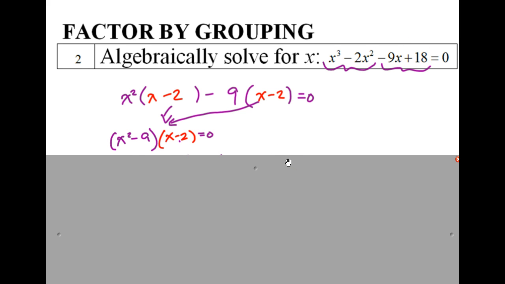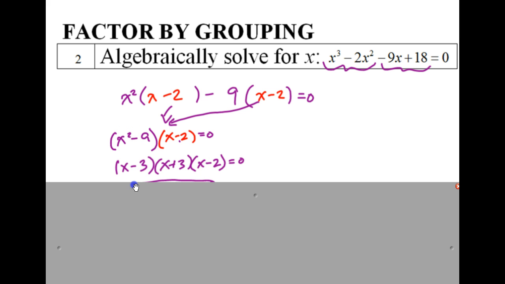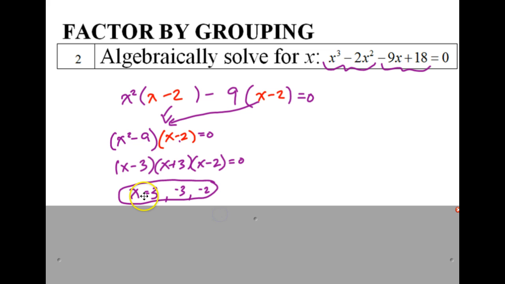Now our work isn't finished. We still need to factor this a little further. This is a greatest common factor. Excuse me, it's a difference of 2 squares. So you're going to factor that as x minus 3 times x plus 3. And then because each one of these factors can be set equal to 0, you're going to get the solutions 3, negative 3, and negative 2.